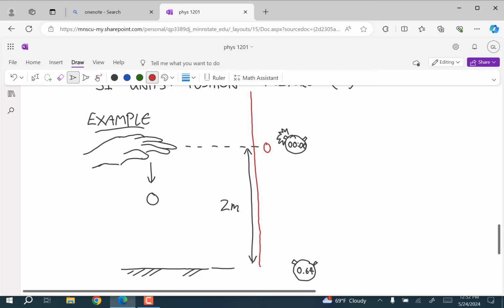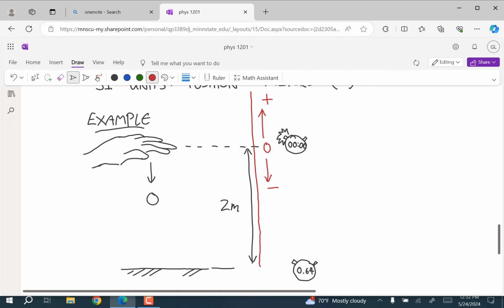So we only have 2 choices for what we're going to call positive and what we're going to call negative. We can make positive up and negative down, or we can make positive down and negative up. And you could make either of those 2 choices. When I'm doing vertical motions, I tend to always make my positive up. There's no reason you have to do that, but I tend to. And so in this example, I'm going to call positive this way and negative this way.